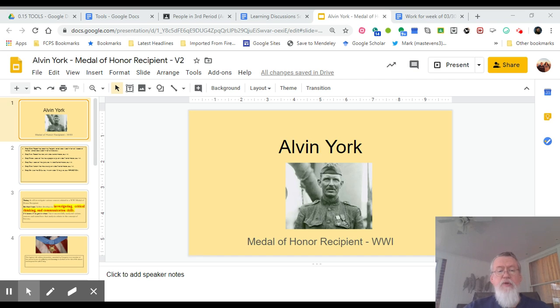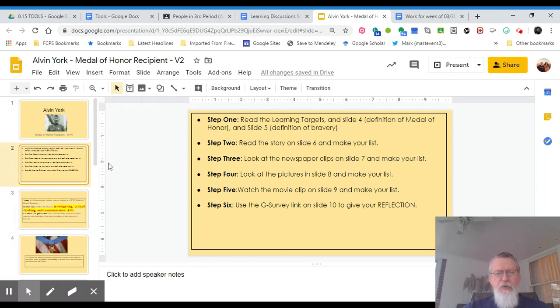Okay, this is going to be a brief introduction for you of the Alvin York assignment for today, where you're going to be learning about him, doing some quick analysis things. He was a recipient of the Medal of Honor, the highest award that can be earned in U.S. military history. Now, these are the steps that you would do, and you would do them in order to do this most effectively, but I'm not going to keep jumping back and forth from this slide to them. I'm simply going to go in and show you the important parts one by one.